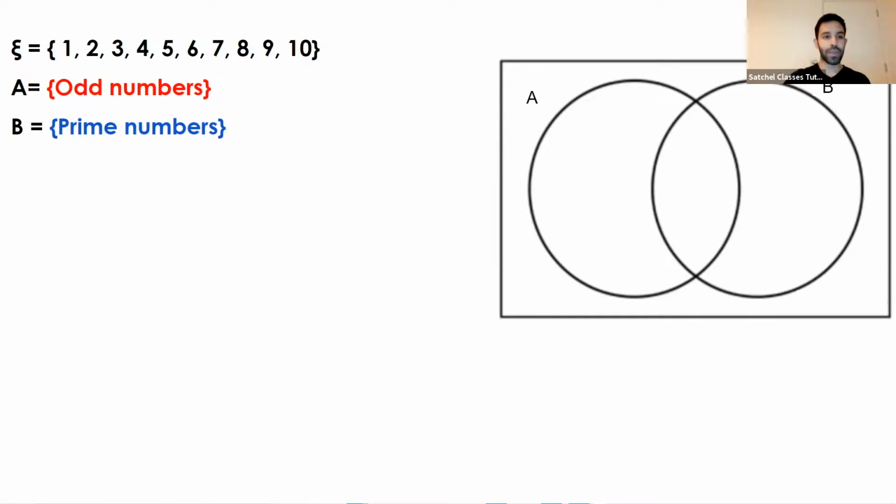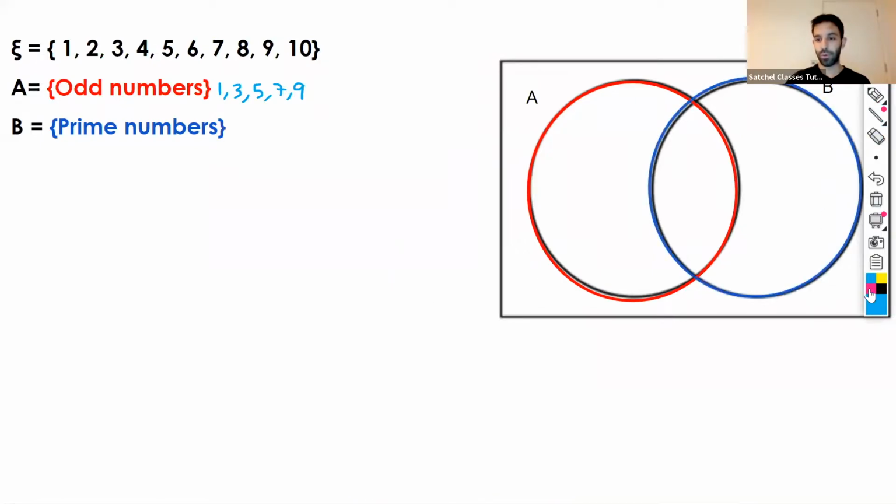Now set A, that's the red circle, contains all of the odd numbers in our universal set. So that's going to be numbers 1, 3, 5, 7, and 9. And set B contains all of the prime numbers. So in the blue circle, we will write all of our prime numbers.